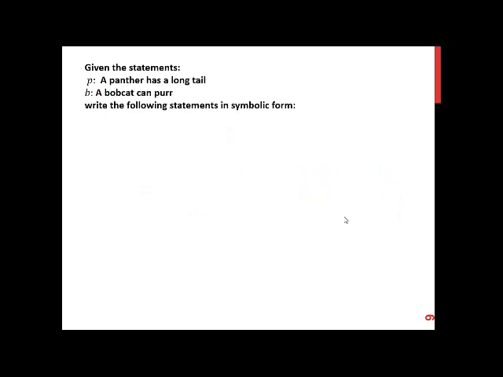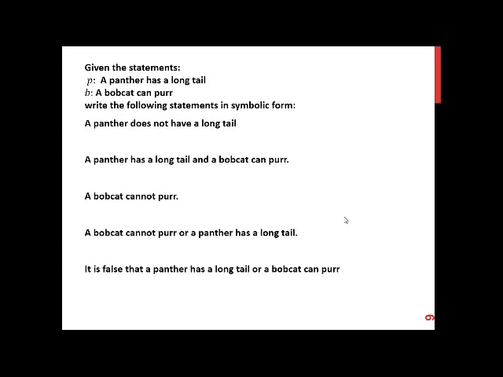So, given some statements, let's write these in symbolic form. P, a panther has a long tail. B, a bobcat can purr. Now, I have no idea if either of these are true or not, but we're not looking at whether or not they're true, we're just looking at putting them in symbolic form. So, a panther does not have a long tail. How would we write that symbolically? Well, if P is a panther does have a long tail, then not P would be a panther does not have a long tail.